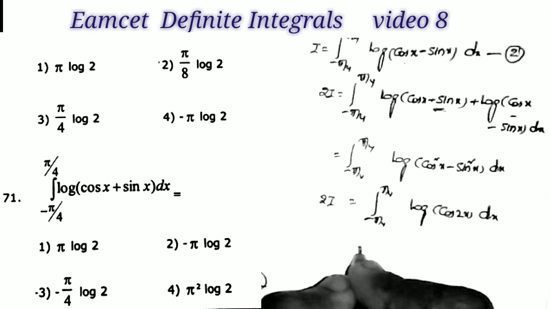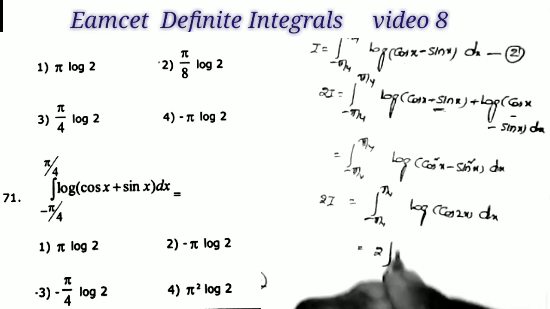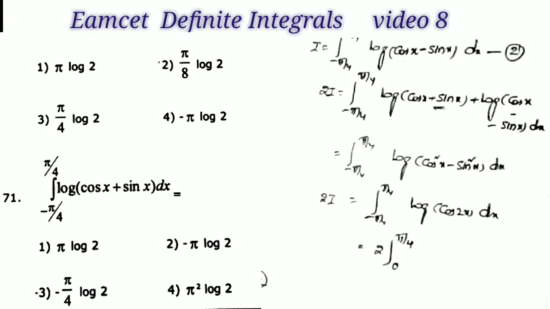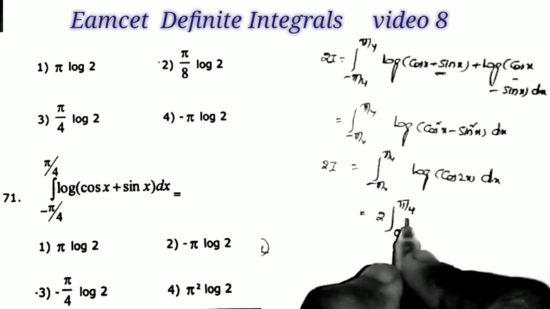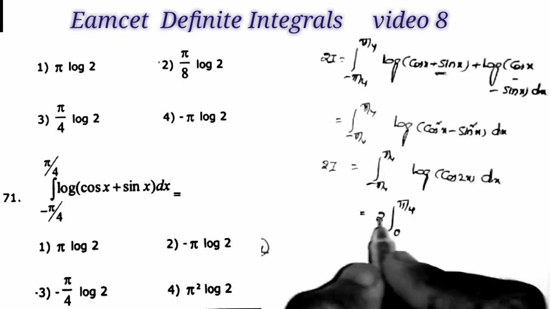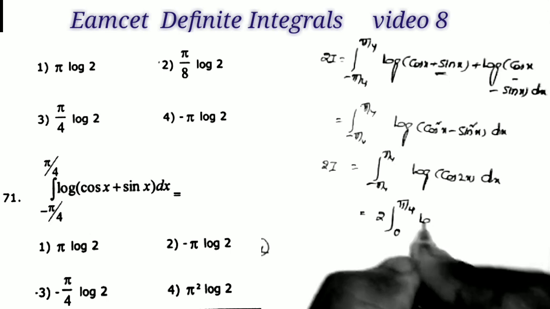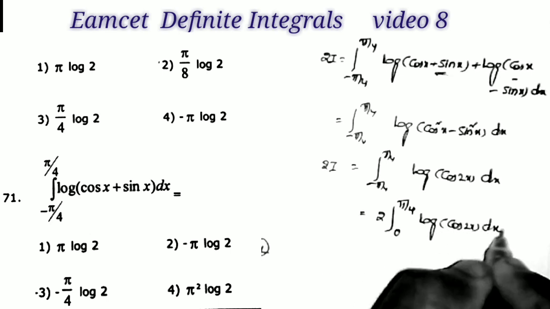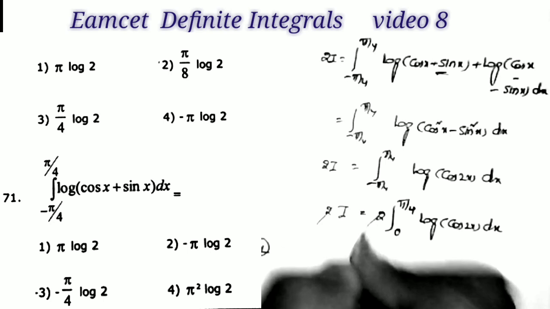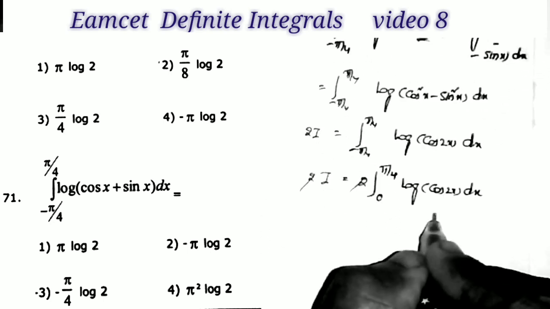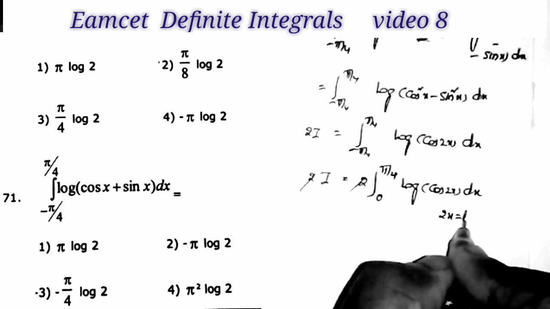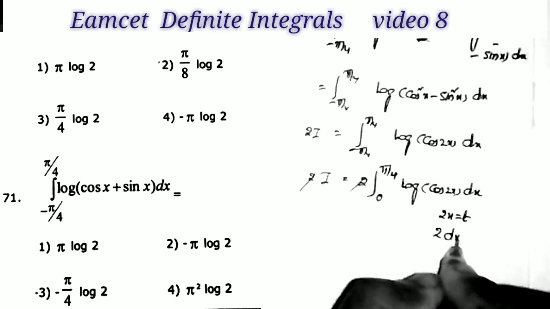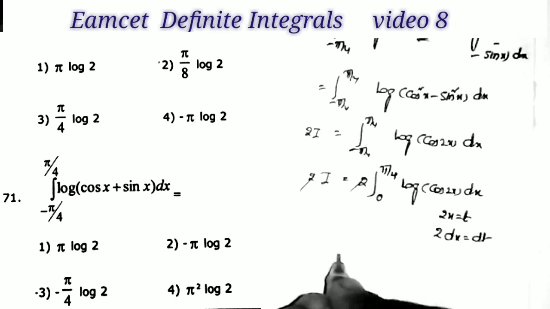Since this is an even function, this value is equal to 2 into integral 0 to pi by 4. Since integral from minus a to a becomes 2 into integral 0 to a for an even function, this value is equal to log of cos 2x into dx. Now here 2 and 2 get cancelled. In the next step, I take 2x equal to t. Then 2 into dx is equal to dt.